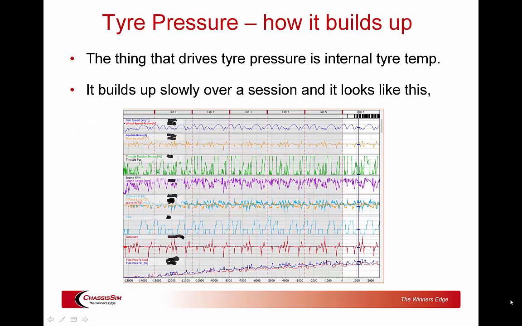Okay, so tire pressure, how does this build up? The thing that drives tire pressure is the internal tire temp. And what's really interesting about tire pressure and the internal tire temp is that it builds up very, very slowly over the session, and eventually it asymptotes. If we take a look at this bottom trace, which is from a V8 supercar, take a look at tire pressure. Note how we start off at the cold value. It builds up, it builds up, and then eventually it just asymptotes off.